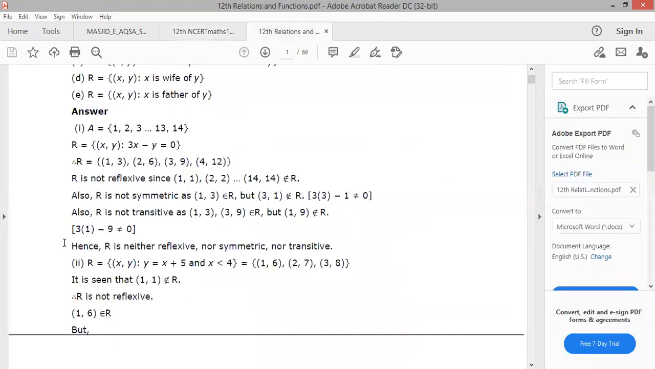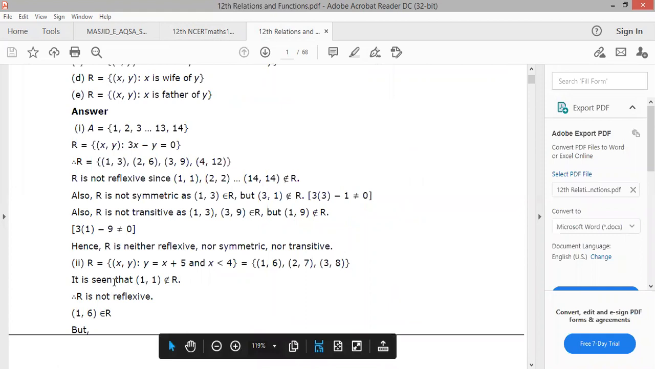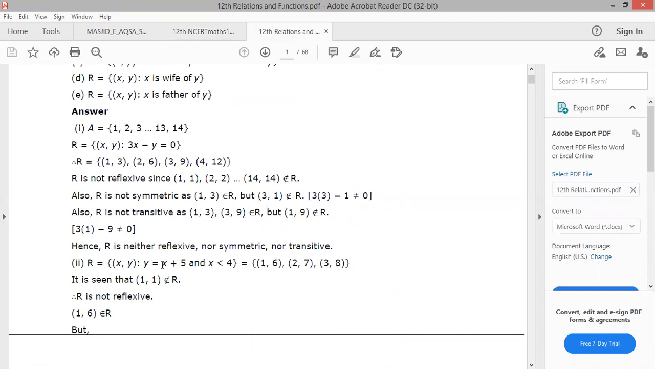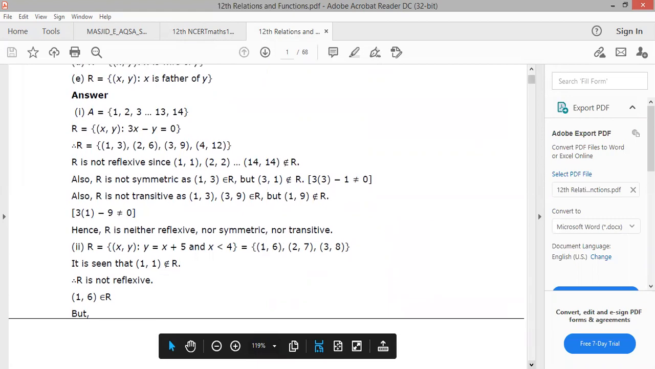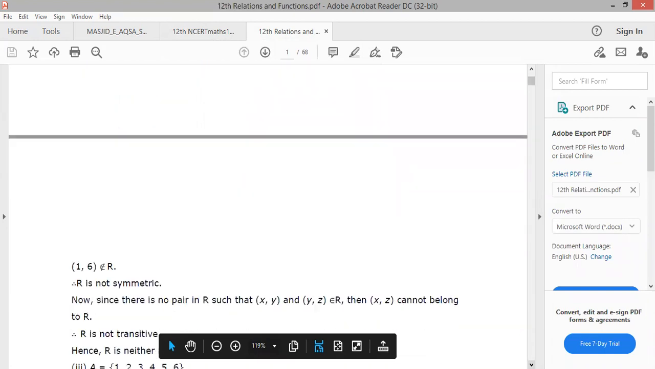Let's see. It's part number second, and it is here. You see here, we have to go in the x as 1, 2, 3, and for y, we have to add 5. So it's 1, 6, it's 2, and we add 5, it will be 7. If it is 3, we'll add 5, it will be 8. So it is seen that 1, 1 does not belong to R, so it's not reflexive. Is it symmetric? 1, 6 belongs to this, but 6, 1 does not belong to this relation. So we say it is not symmetric.